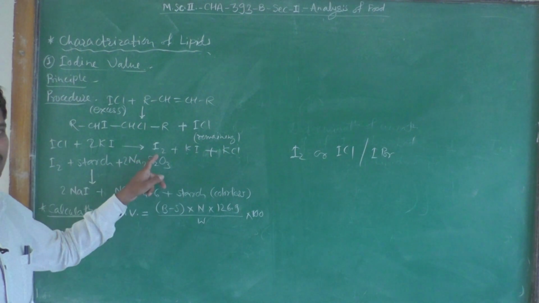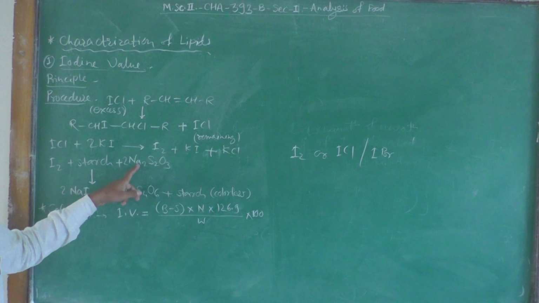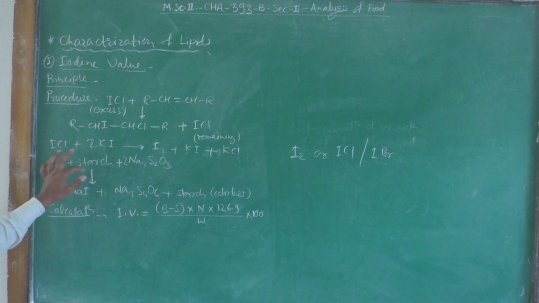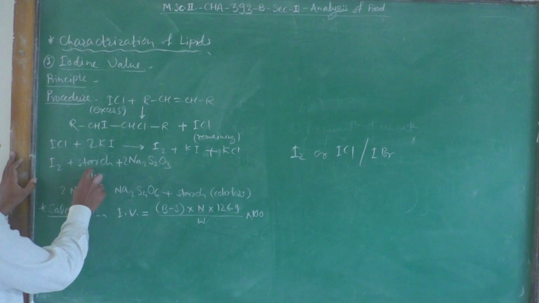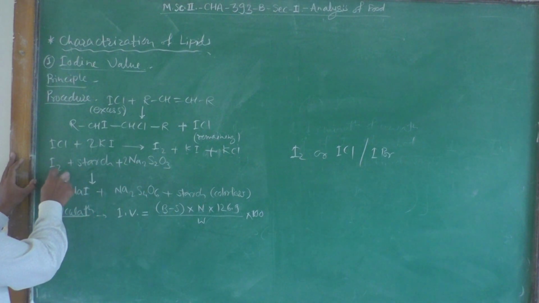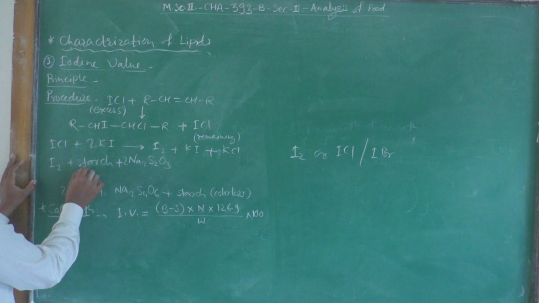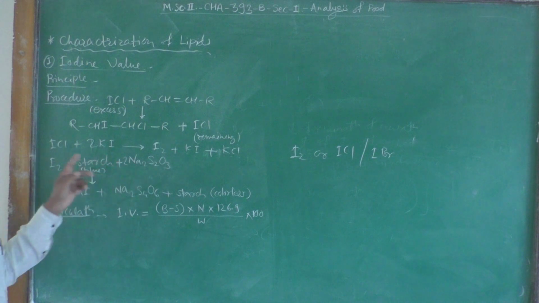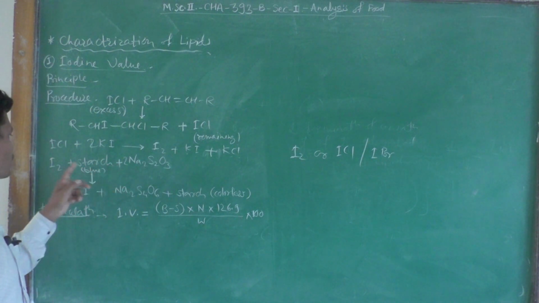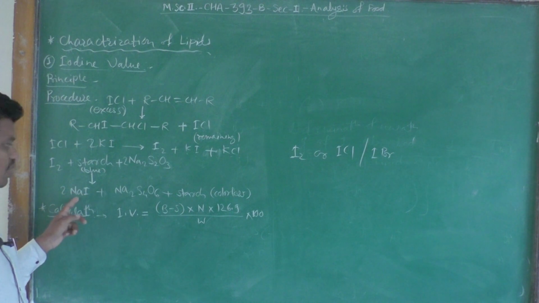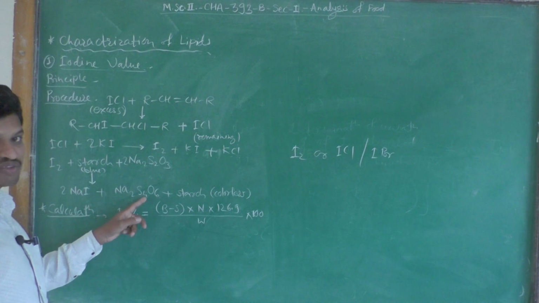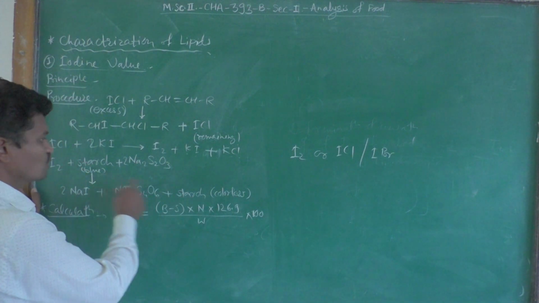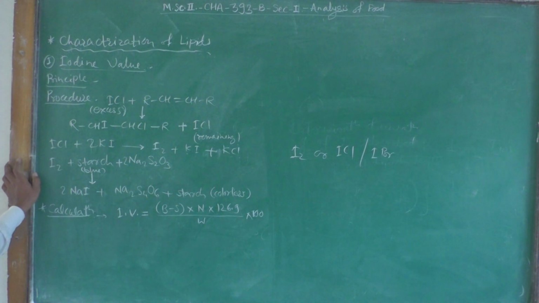Now this liberated iodine is titrated against sodium thiosulfate in the presence of starch indicator. When we add starch indicator to a mixture of iodine and sodium thiosulfate, our solution becomes blue in color. When the reaction between them takes place, iodine is converted into sodium iodide, and sodium tetrathionate is formed, and the starch indicator changes its color from blue to colorless. So this is the end point of this reaction.